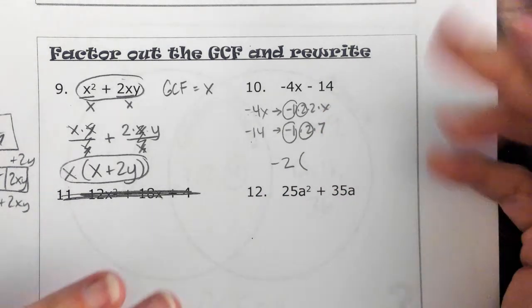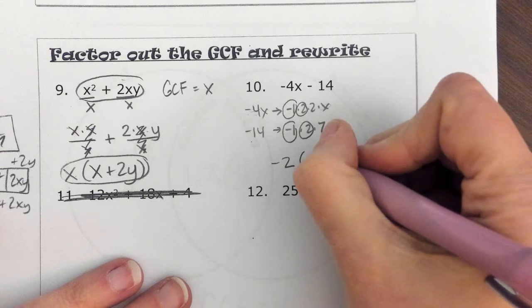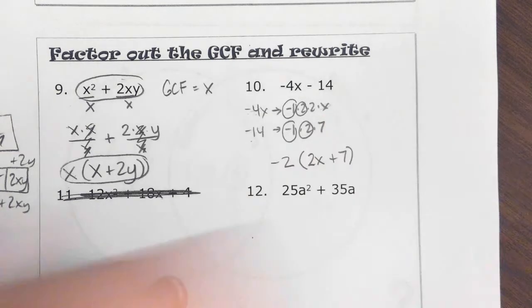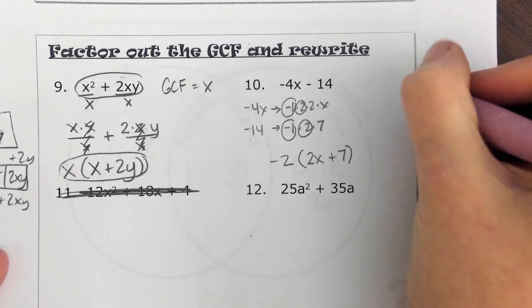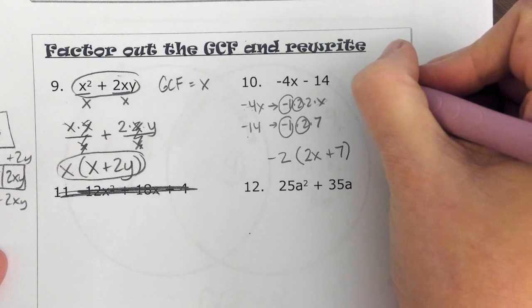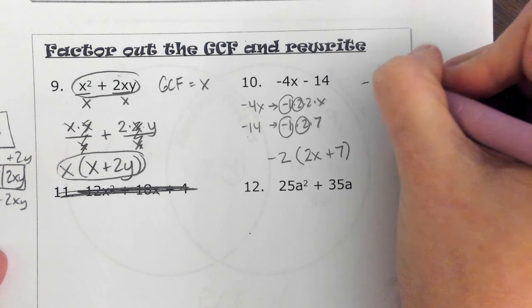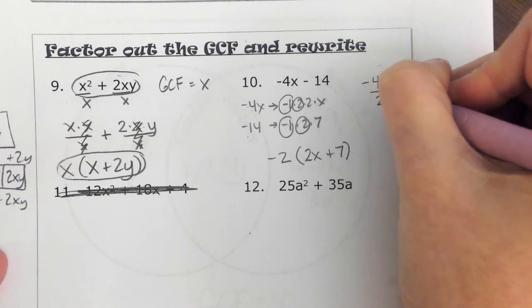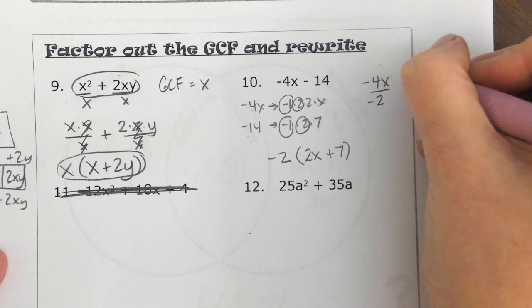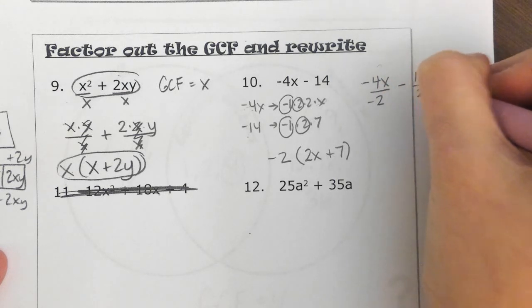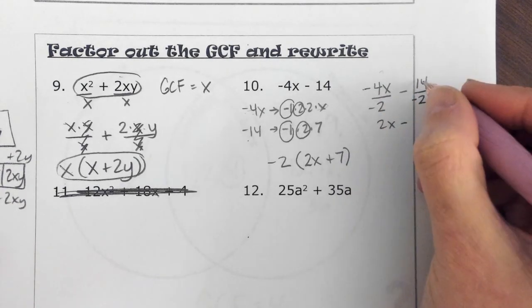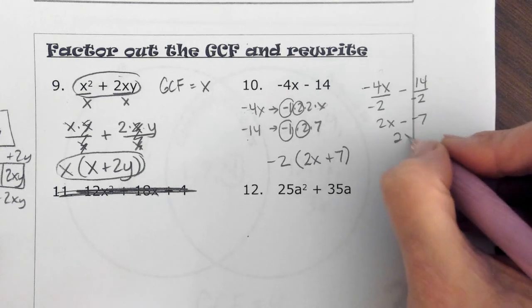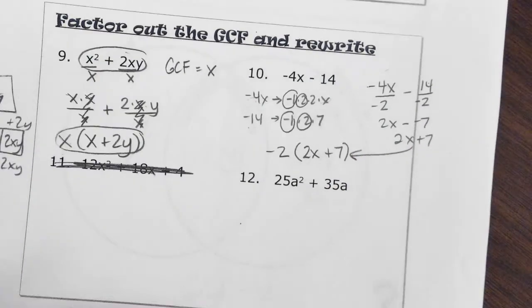Can anybody see what the rest of it is? What's left? 2x plus 7. I have 2x and a 7 left behind. That's all that's left, therefore that's my other factor. Now, if I wrote it just like we did before, with the top over the bottom, it would be -4x over -2, minus 14 over -2. -4 divided by -2 is 2x, and -14 over -2 is 7. 2x plus 7 is exactly what I got inside.